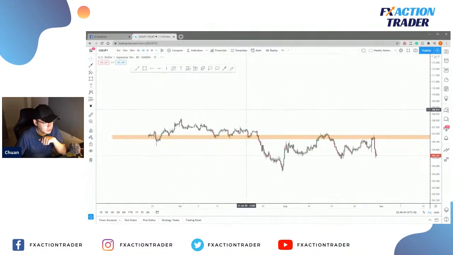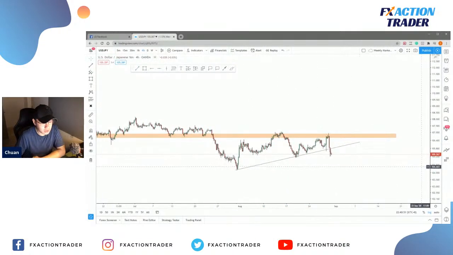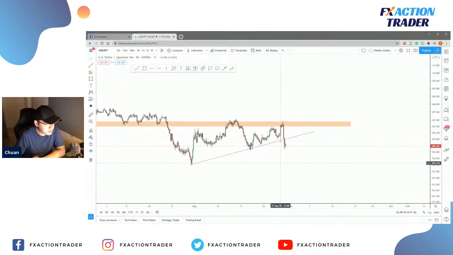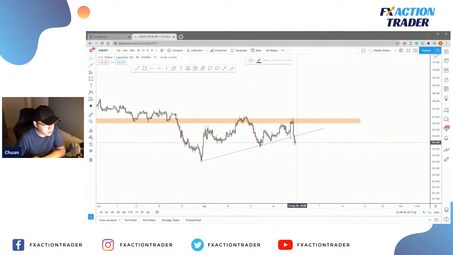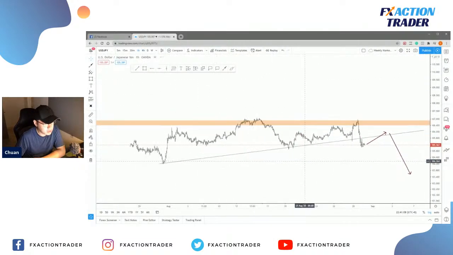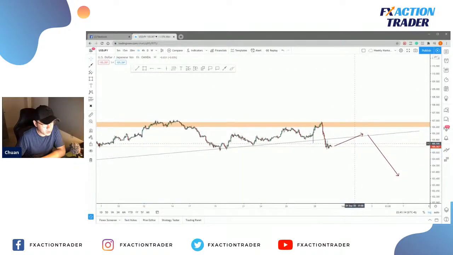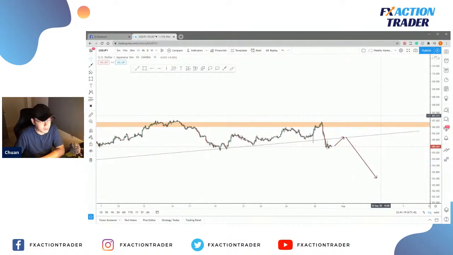On the H4 chart, we can see that at this daily SNR zone, market has also broken the H4 trend line. And once the trend line is broken, we can always expect market to form a new lower high, and from here, we are going to short the market. This is on the H4 chart, and on the H1 chart, we can see this even clearer. This is the H4 trend line being broken, and we expect market to retest this trend line, and here we're going to short the market.